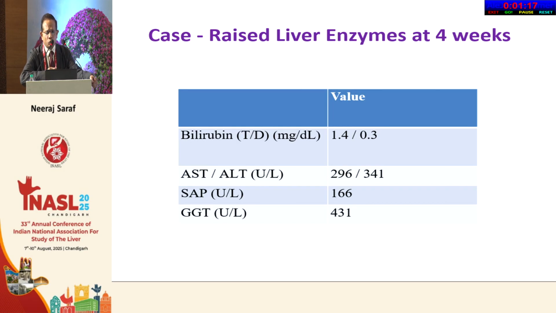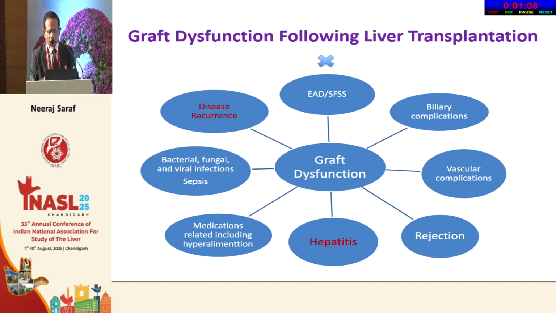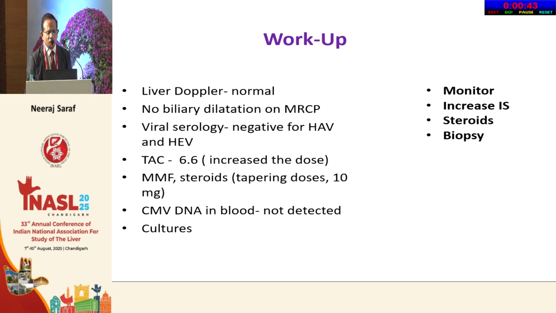So this patient was doing well. At week 4, he again had high enzymes. AST/ALT went up to 296 and 341. The differential remains almost the same, except that usually at 4 weeks you will not see early graft dysfunction and small for size. You have some new differentials like disease recurrence, Hep C mainly, which we don't see much now, and hepatitis. Bile leak, biliary or vascular complication, rejection, and sepsis all remain differential diagnoses at 4 weeks.